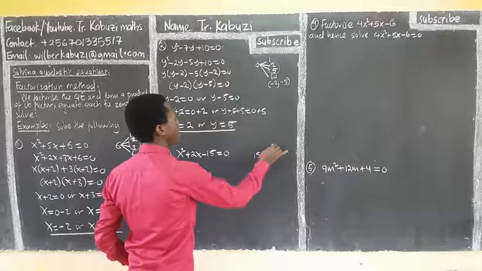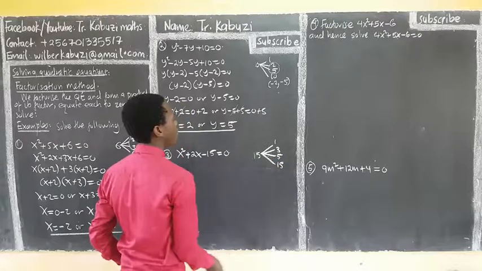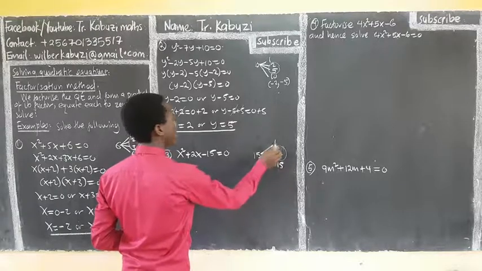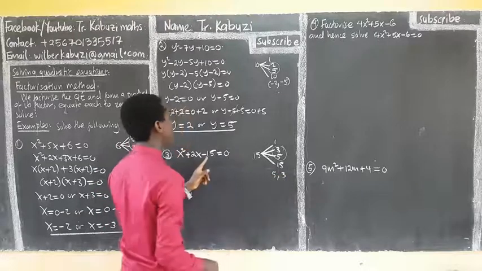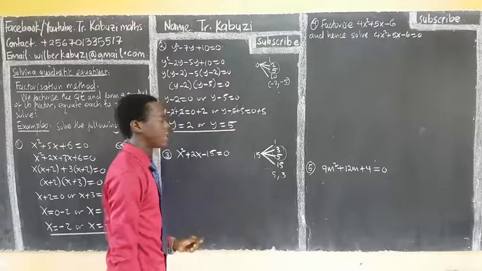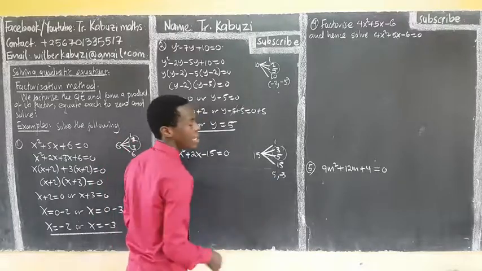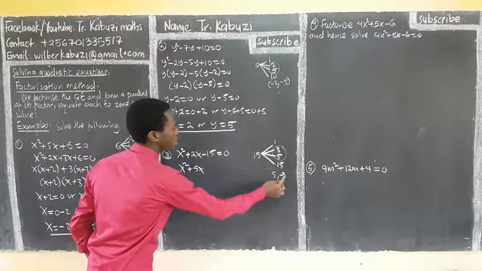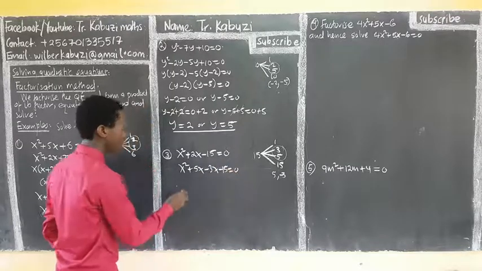Now you come to factors of 15. You have 1, 3, 5, then 15. Which two do I multiply to get 15, while having the difference as positive? So I have 5 and 3. Because the product is negative, these two have different signs. Now, because this is positive, the big one should be positive, and the smaller one should be negative. So then I have x squared plus 5x, you put here x and here x, then minus 3x minus 15 equaling 0.